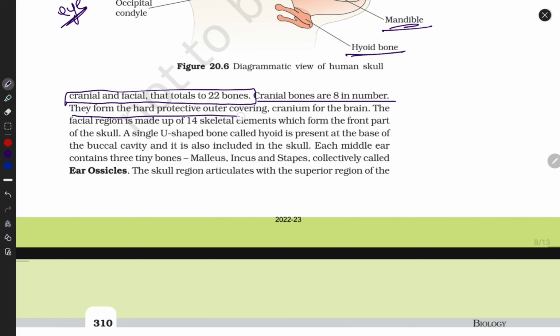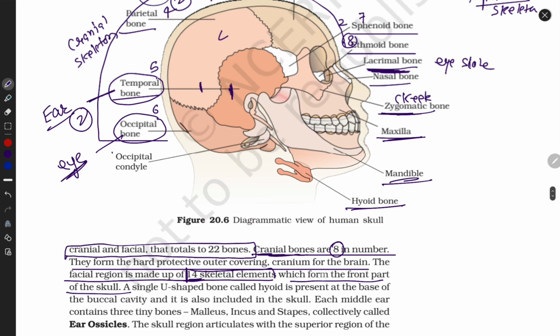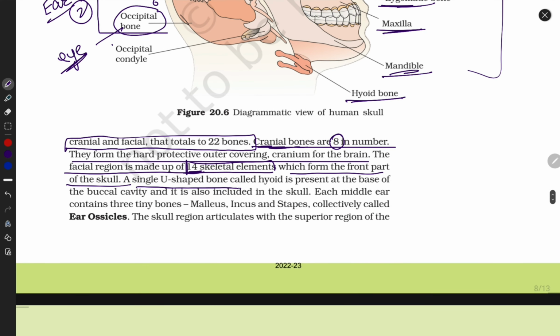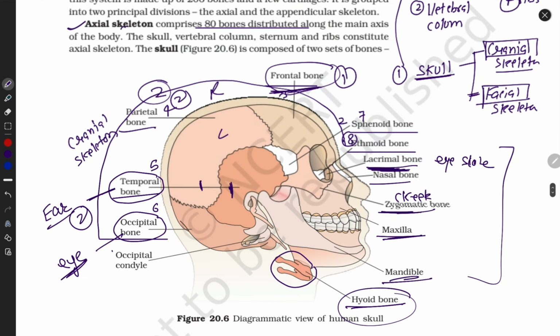They form the hard protective outer covering. The facial region is made up of 14 skeletal elements. The cranium is made up of 8 bones, and these 14 bones form the front part of the skull. This is the facial skeleton. A U-shaped bone called the hyoid is present at the base of the buccal cavity. Of course, it is also included as part of the skull.